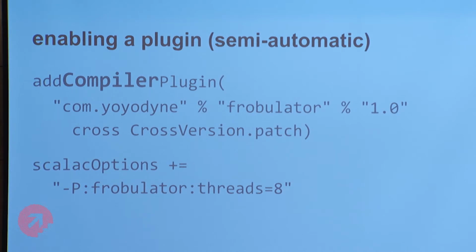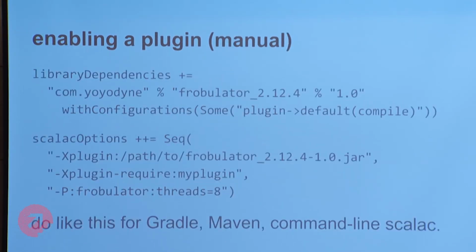So SBT here is providing a little bit of magic itself when it says add compiler plugin, but it's actually very little magic. It's worth understanding what add compiler plugin actually does. All it does is add the library to your library dependencies, but under a special configuration, and that configuration is what ensures that the plugin is only on your class path during compilation. It's not on your class path at runtime, which you obviously wouldn't want. So that's all it's doing.